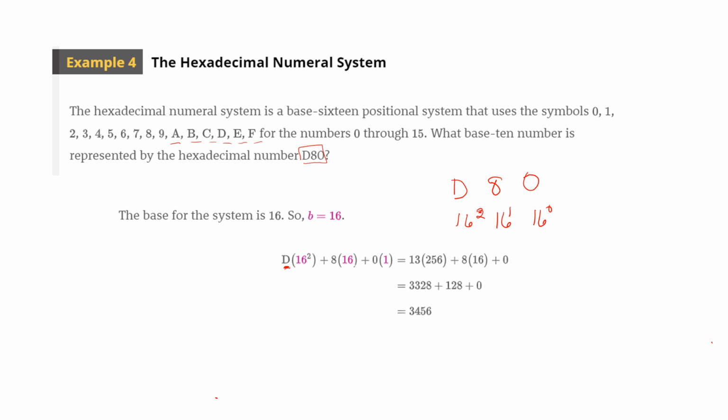So I would have 13 times 16 squared plus 8 times 16 to the 1st power plus 0 times 16 to the 0 power. And I add those together and I get the decimal equivalent, or the base 10 equivalent, of this hexadecimal number. So the idea is the position matters, and the position reflects a power, and the base reflects where you're regrouping.